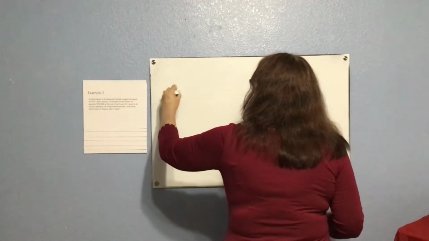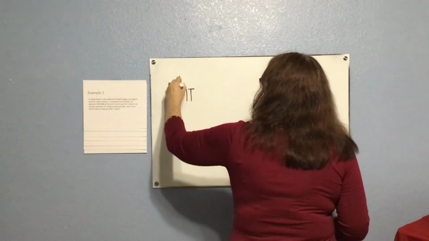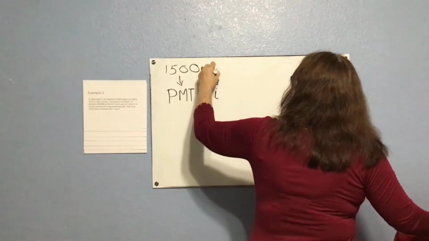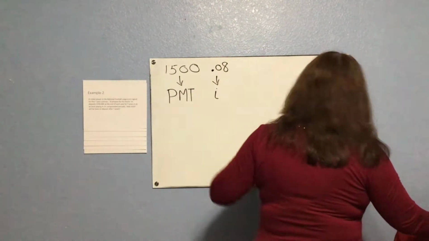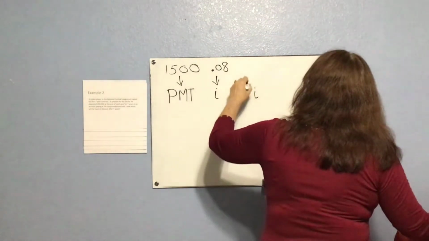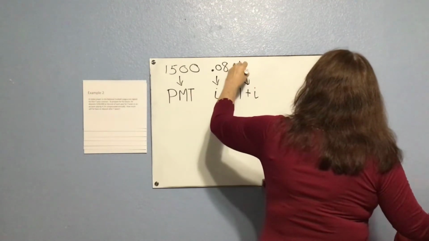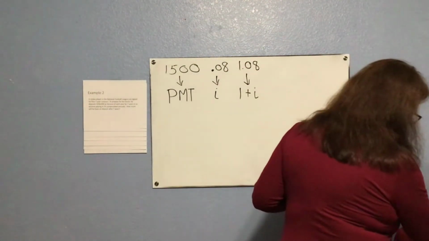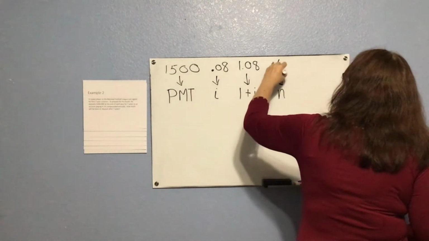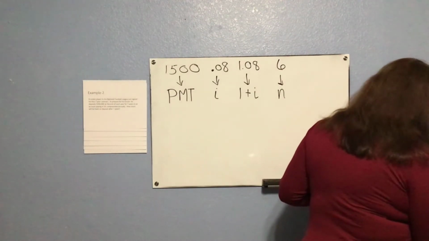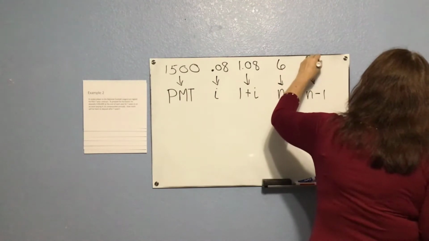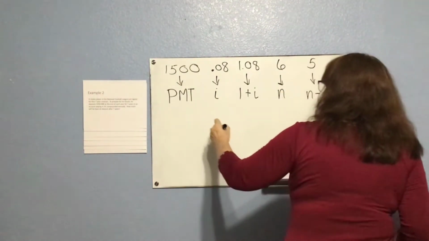Okay, the PMT was the $1,500. The interest was 0.08. 1 plus the interest, of course, would be 1.08. And this annuity was for 6 years. And so, of course, n minus 1 would be 5. Now we can write this formula.